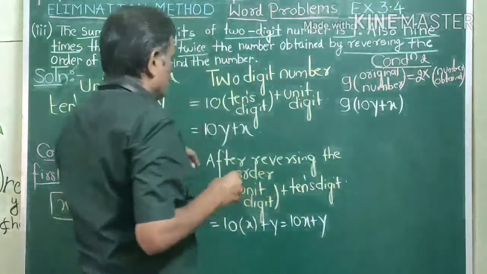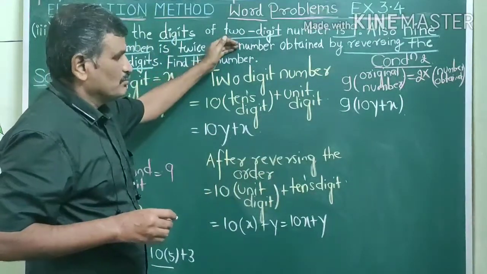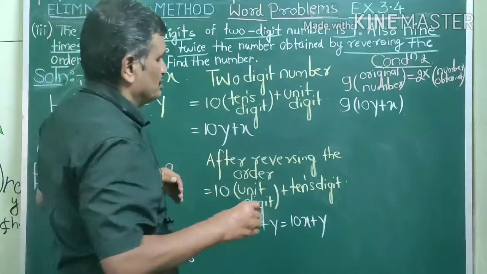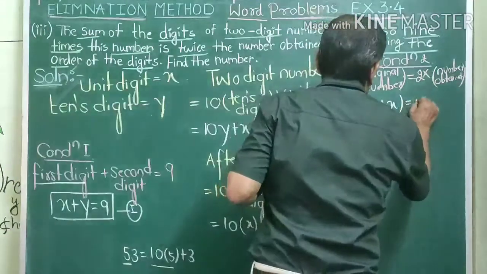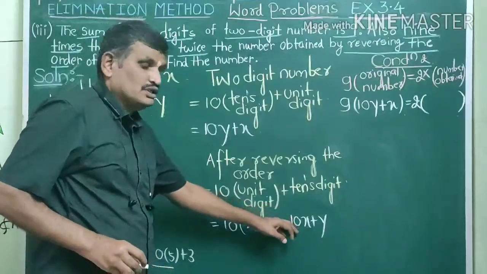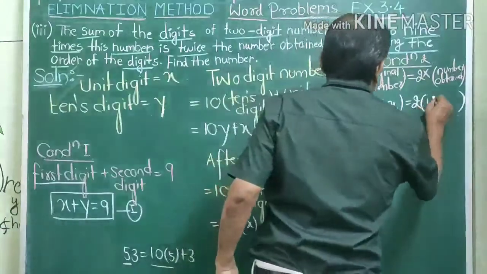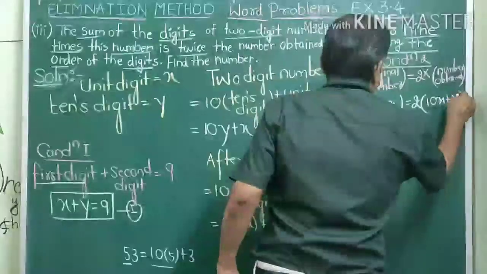9 times the original number is 10y plus x is twice the number obtained by reversing the digit. Twice the number obtained means what? Reversing the digit, after reversing the digit, the new number is what? 10x plus y. So what I could get here is, this is 10x plus y.